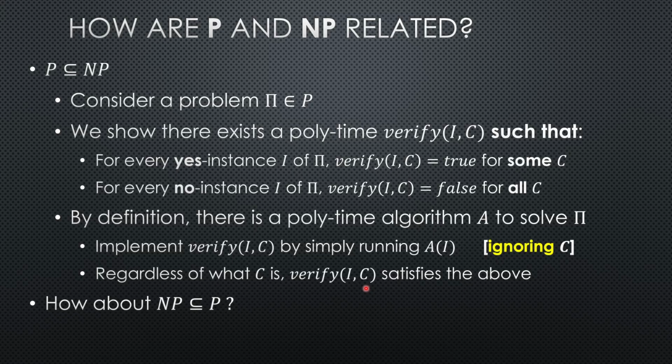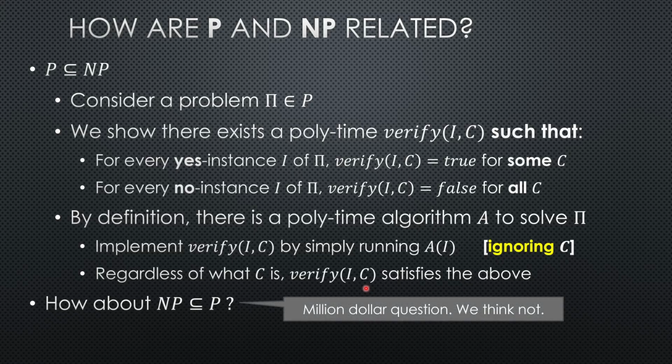Well, how about the opposite? Is NP a subset of P? That would prove that P and NP are the same. This is a $1 million question, literally. This has been studied for many years, decades now. And we strongly suspect that it's not, but no one's able to prove it, and you can win $1 million. I think it may even be matched to $2 million if you solve this very difficult open problem.